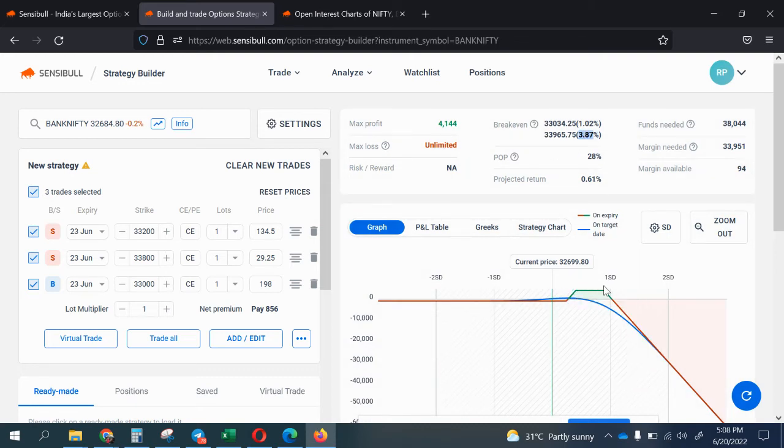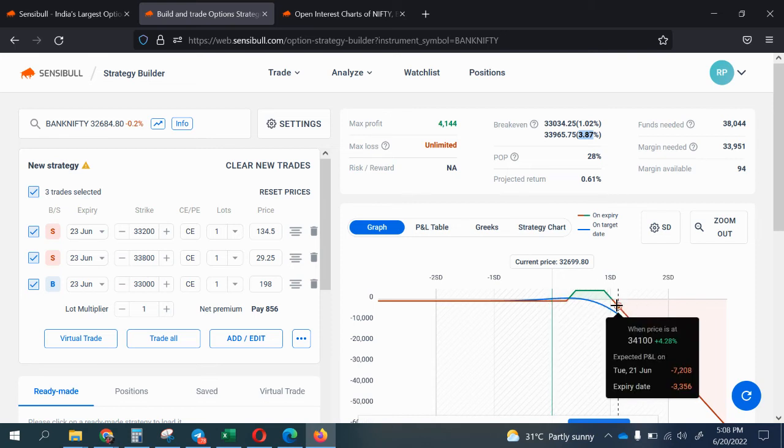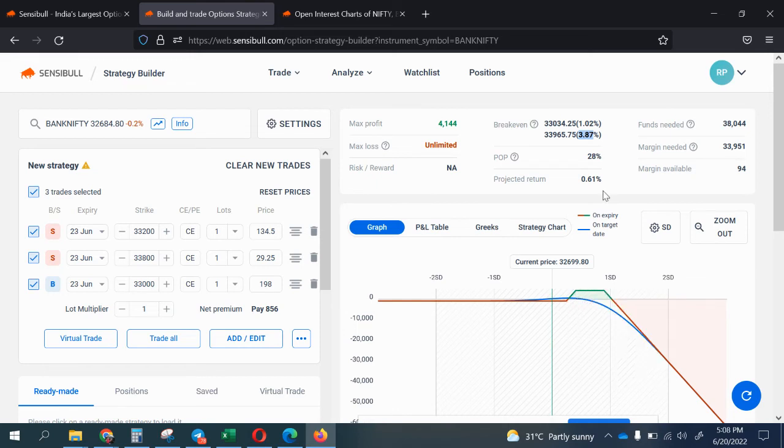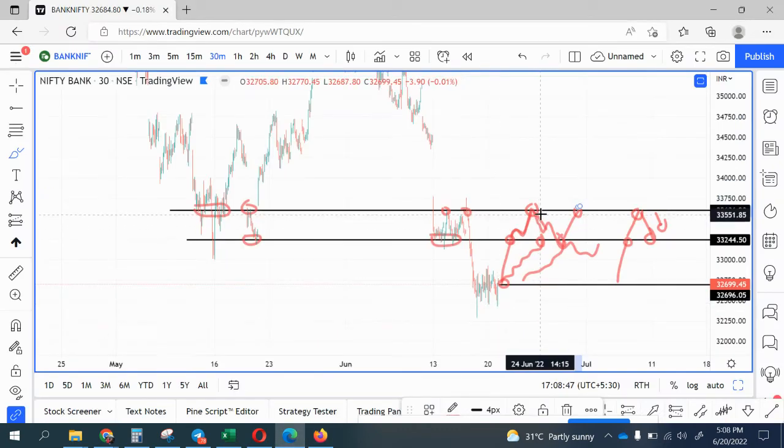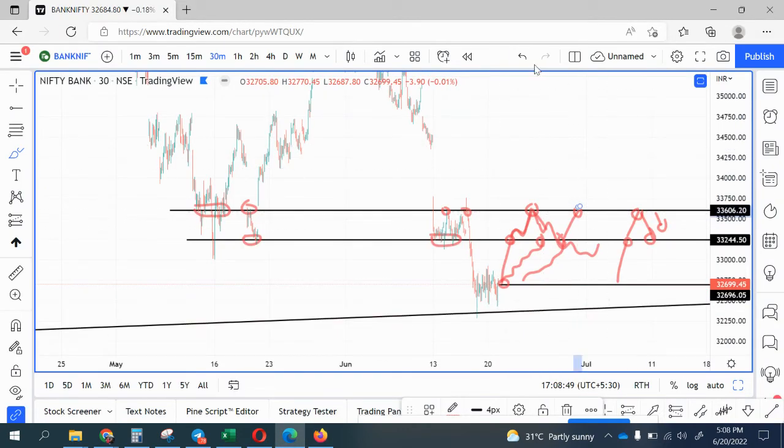So you have more safety on the call side, because a ratio spread will start giving you unlimited loss when the market gives a quick momentum of 1%, 2%, 3%. So to increase the safety on the call side, you have to go a bit further OTM. So your strike selection should be 33,800, not 33,600. See, 33,600 we took based on the chart. Let me delete all these things.